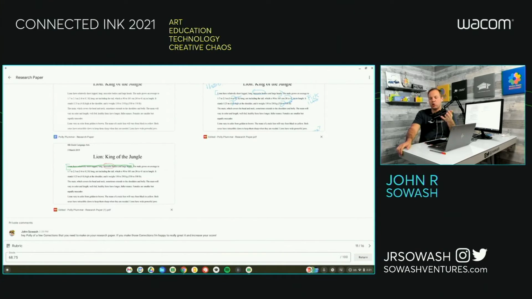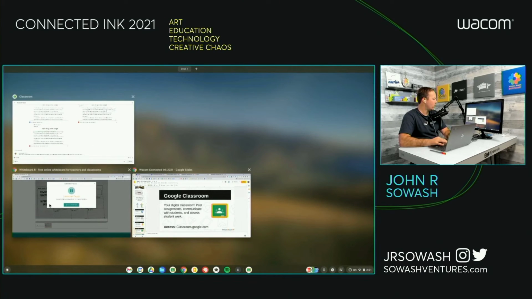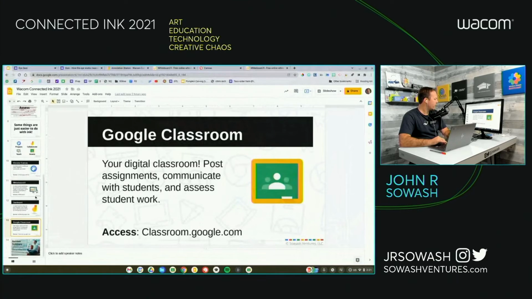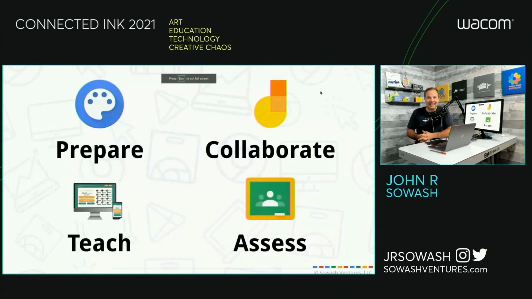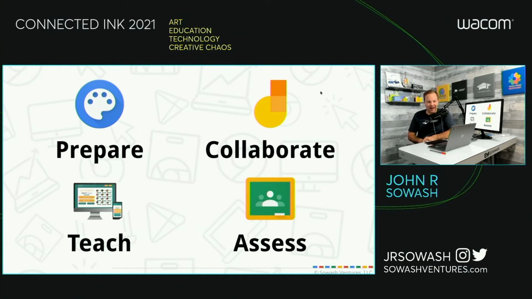So that allows you to assess student work, in this case, through Google Classroom. So we've looked at 4 different ways that you can use digital ink in the classroom. You can prepare a lesson with Chrome Canvas, teach a lesson with Whiteboard.fi, allow your students to collaborate together using Jamboard, and then grade and assess their work using the annotation feature of Google Classroom. As we begin wrapping up, I want to show you some of the tools that I've been using here.